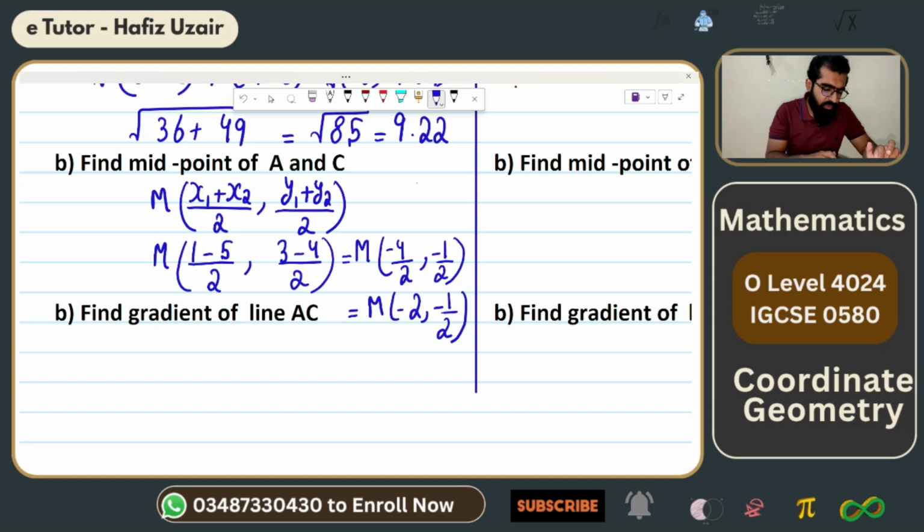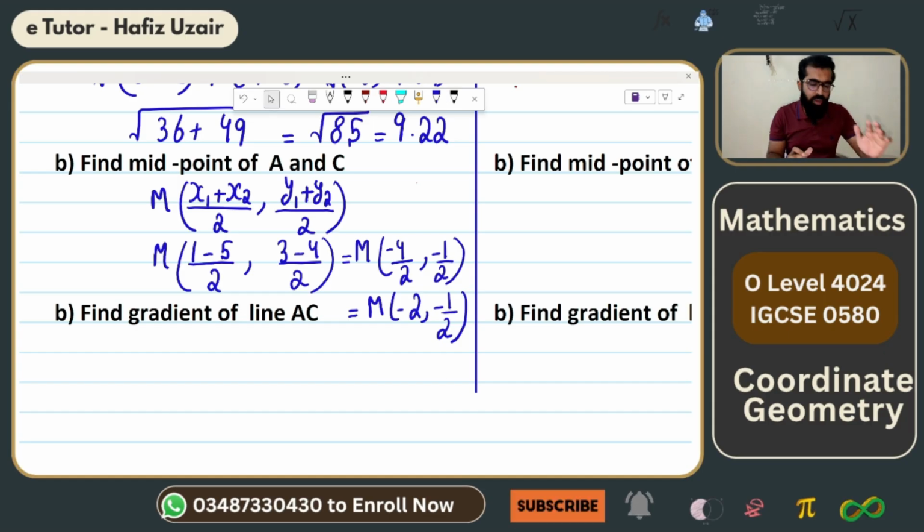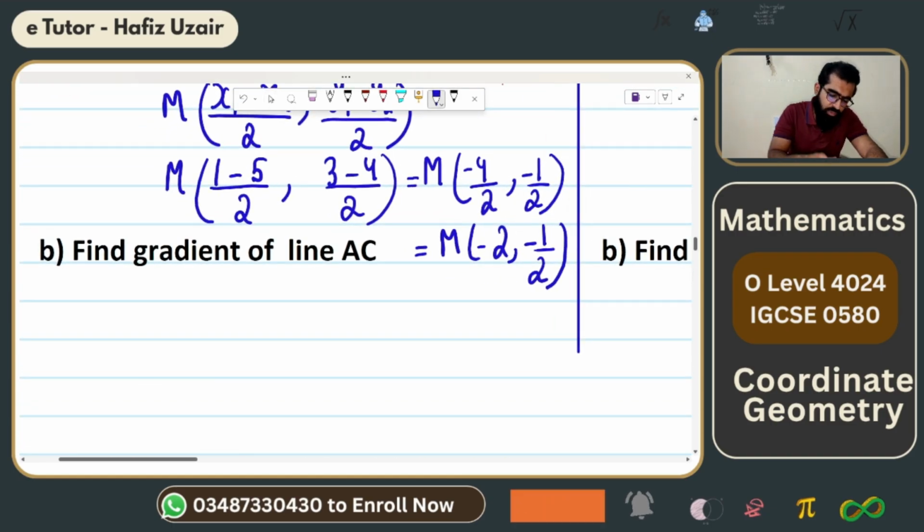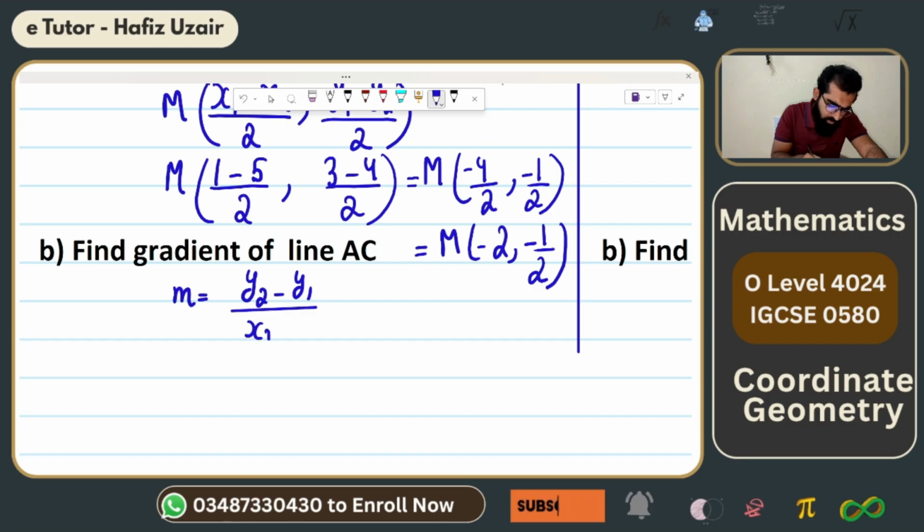So we have discussed the length of line segment or distance between 2 points. We have discussed the midpoint of any line segment, and now the third thing is the gradient. How do you find the gradient? This is something that you have already done, maybe in physics as well. The gradient is y2 minus y1 over x2 minus x1. We need to find the gradient of line A and C.